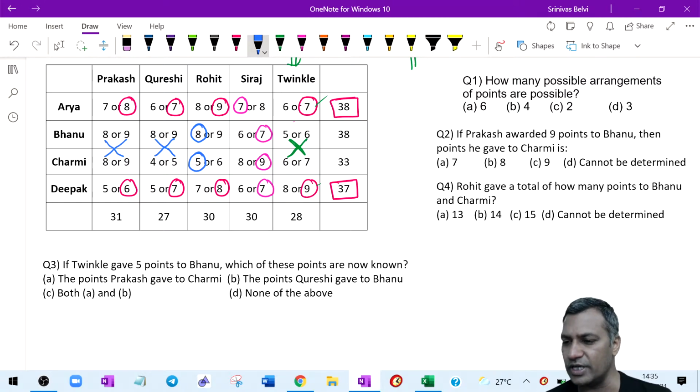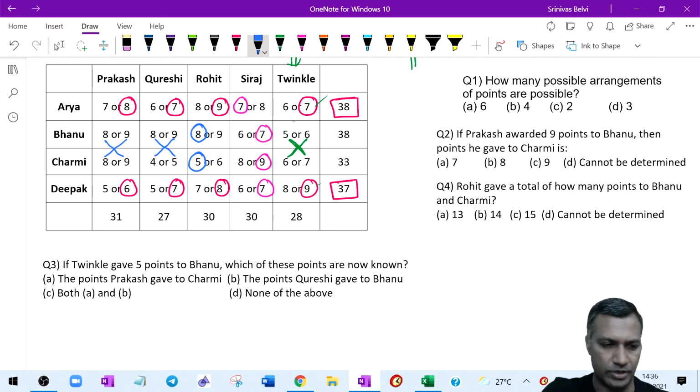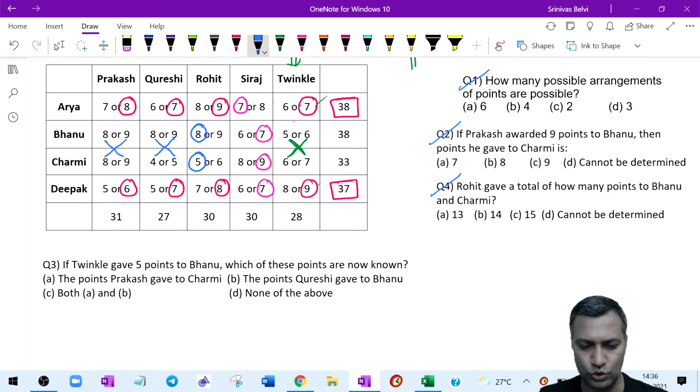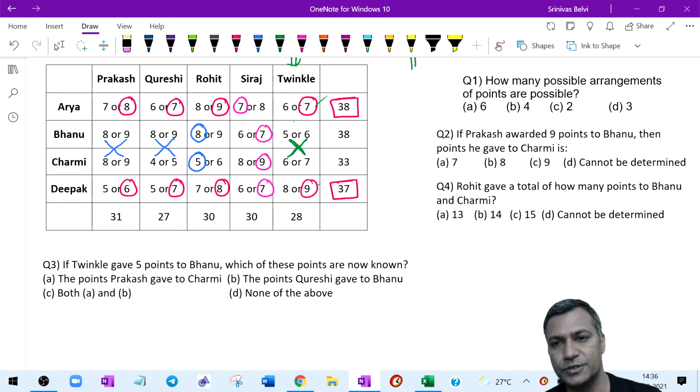Which one do you think you will take first? Put me the question number. Would you want to do the first question first, second question first, fourth question first, or third question first? What do you think will be your first question? Question number 1, question number 2, question number 4. Which one do you think will do first?